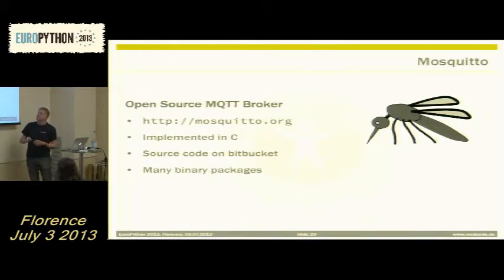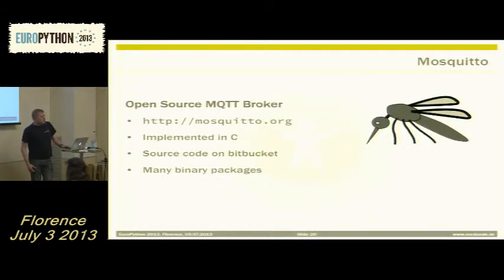An interesting broker implementation is Mosquitto. Well, the most awful thing about Mosquitto is the logo. This is not nice, but the broker itself is great. It's implemented in C. The source code is in Bitbucket. I think it has a BSD license. And there are many binary packages for Linux distributions and so on.